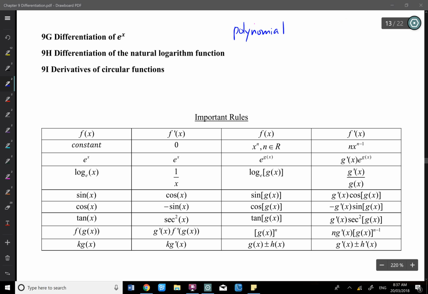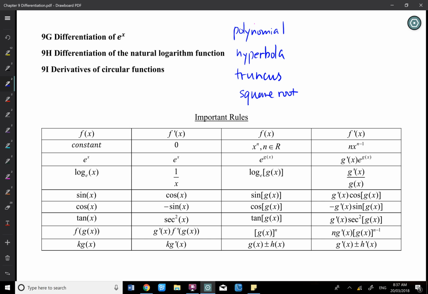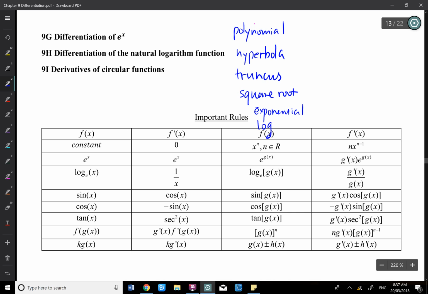And then in Year 11, Chapter 4, we have learned hyperbolas, truncus, square root. And while circle is a special one, we don't really think about the differentiation of circle in Methods. We learned that in Specialist. So we skip circle. And then what we learn in Chapter 13, I think, is exponential and logarithm. Exponential and log. And then Chapter 14, the last thing we learn is circular functions.